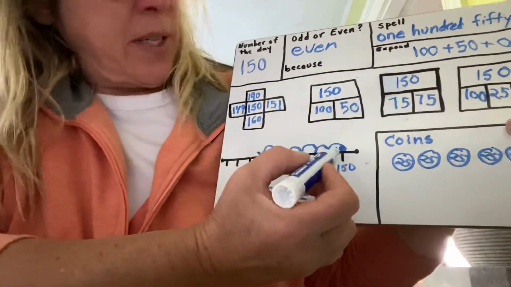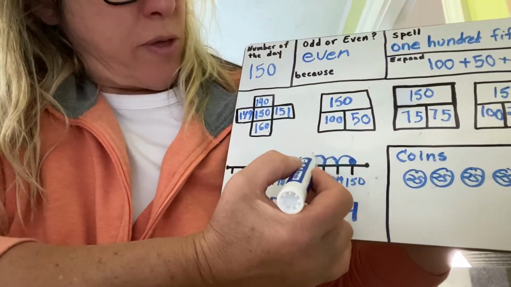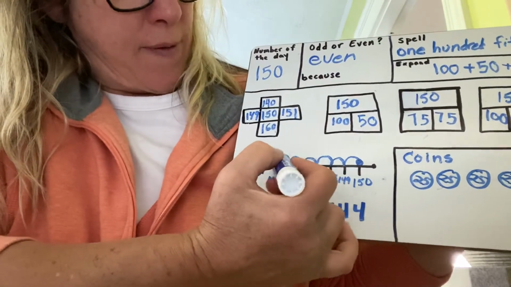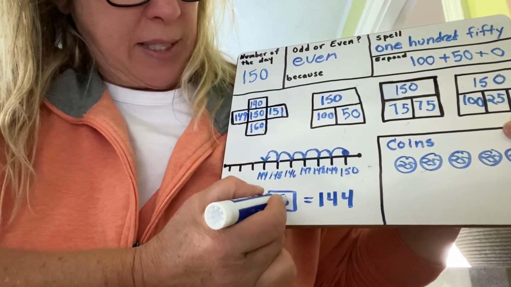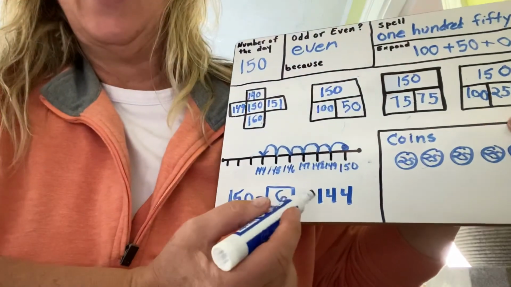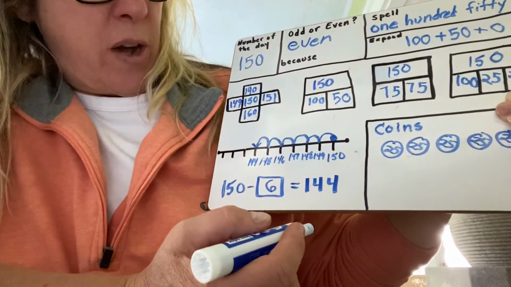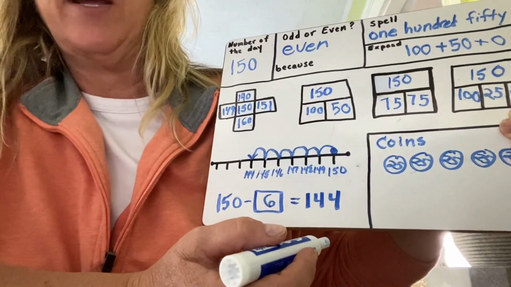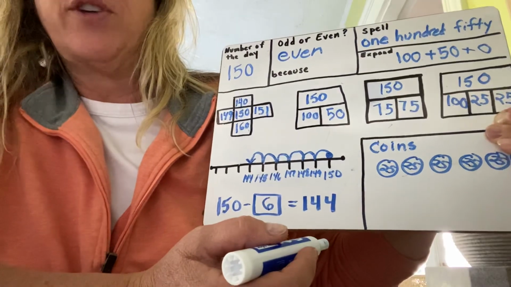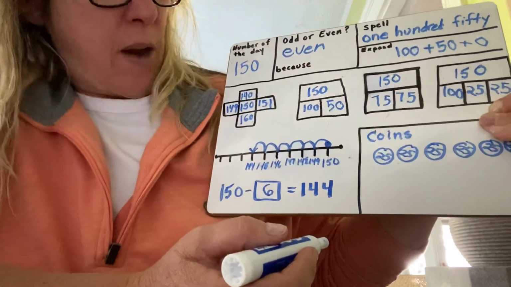So how many jumps is that? 1, 2, 3, 4, 5, 6. So 150 take away 6 or subtract 6 is 144. Practice some of these at home. Those are kind of tricky. Use your number line because you're already really good with 10 frames.